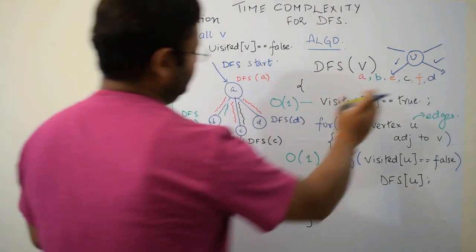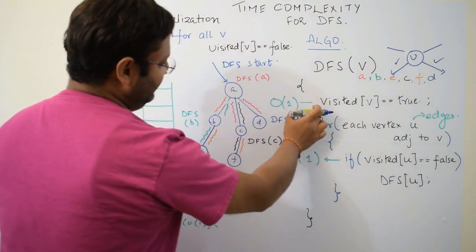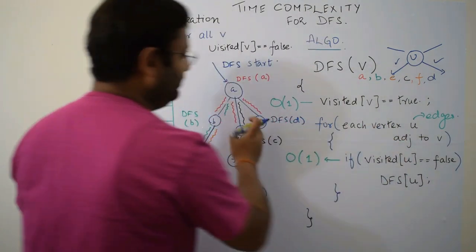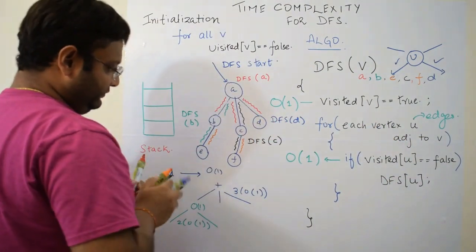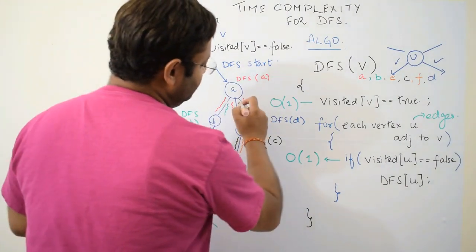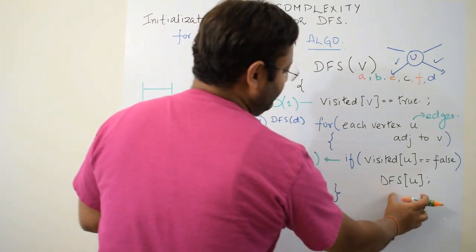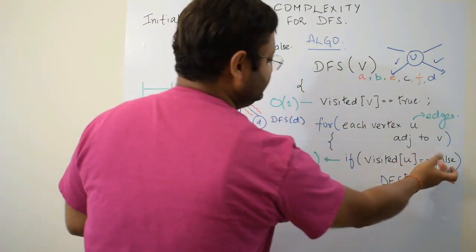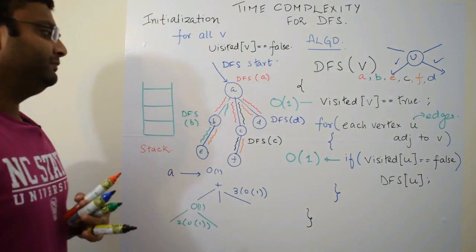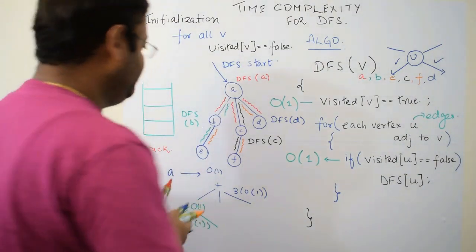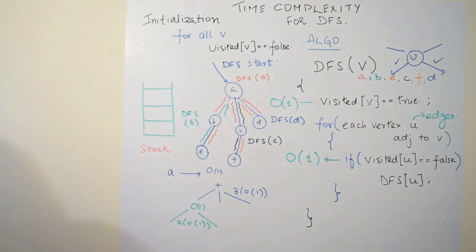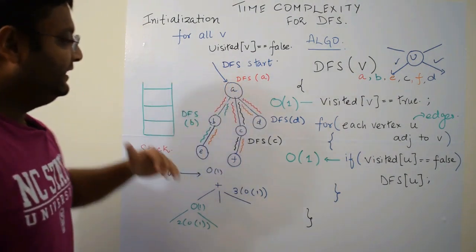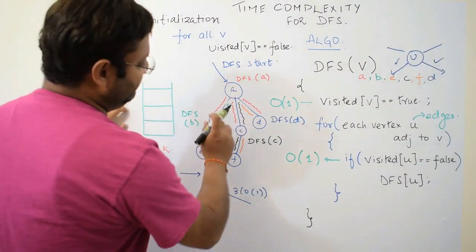Now what will happen? Now D, this statement will be executed. How many times will the for loop iterate when D is being called? Only one, because it has only one neighbor, right? So it will be called only once. And whether DFS will be called? No, because its only neighbor A has already been visited. So this will not be evaluated to true. Correct. So how many times now, as you can see, is this for loop being executed? It is nothing but the number of edges.